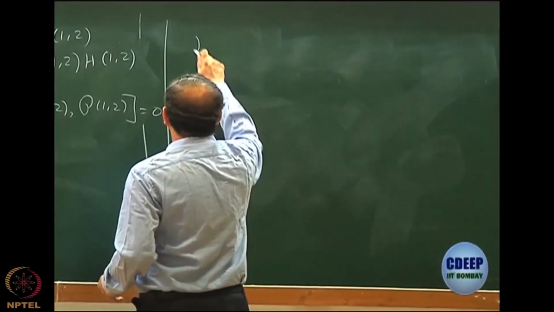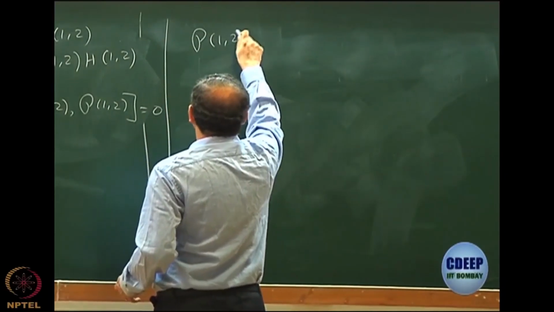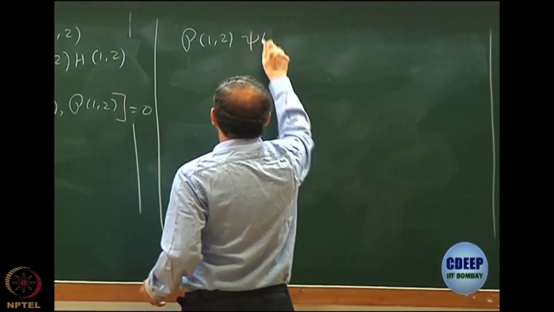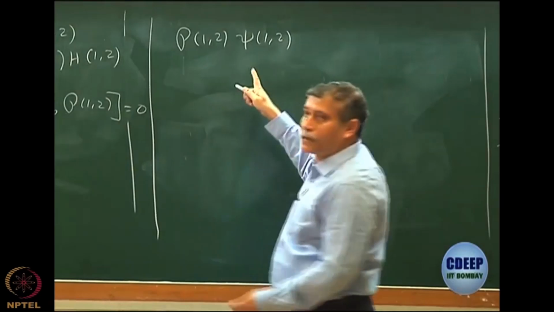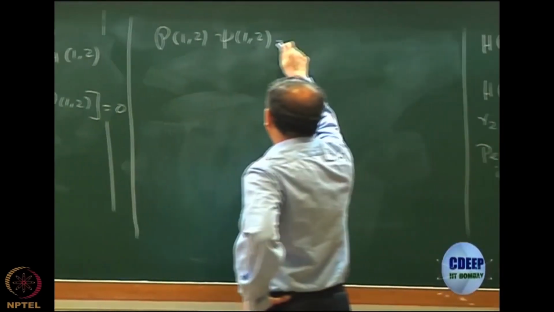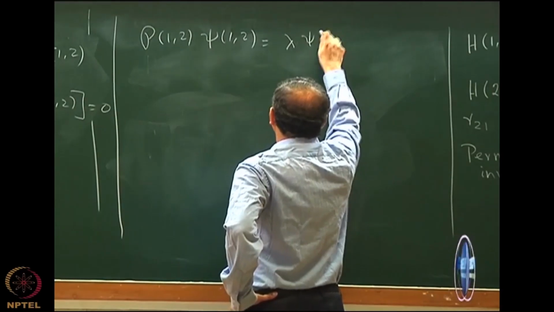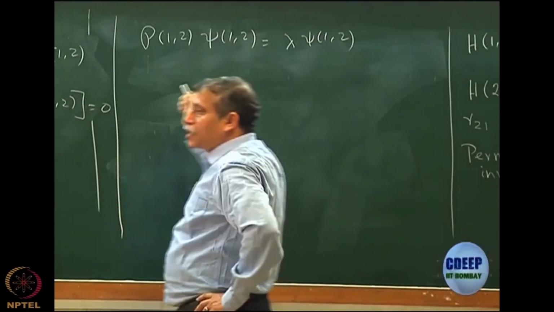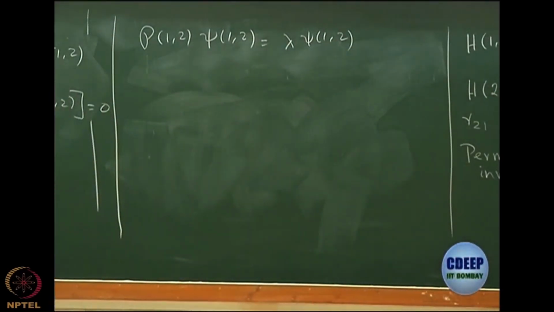So, let us now look at the eigenfunctions of the permutation operator. How will it look like? Let us say that I write the eigenfunction of the permutation operator as P12 acting on psi12 equal to lambda times psi12. Remember, now this is not an arbitrary function. This psi is not an arbitrary function. This is an eigenfunction of the permutation operator. So, just note this.